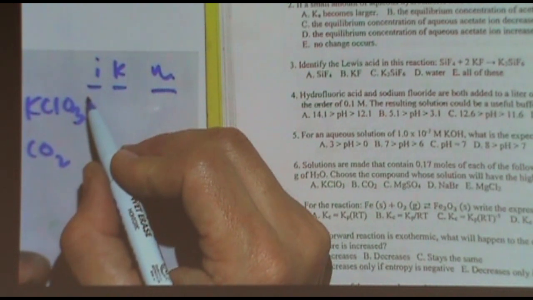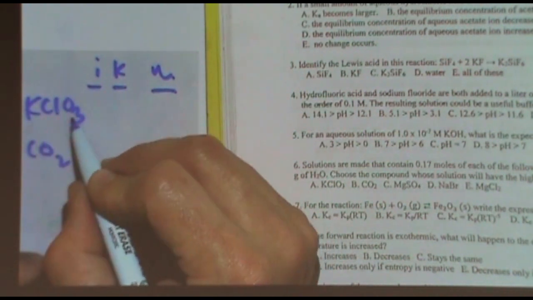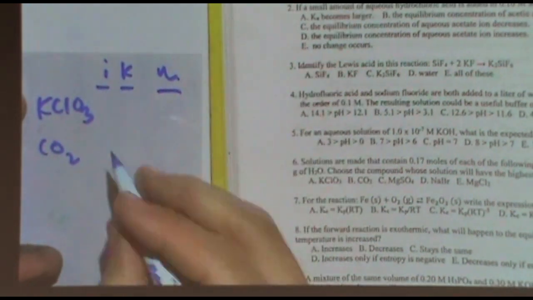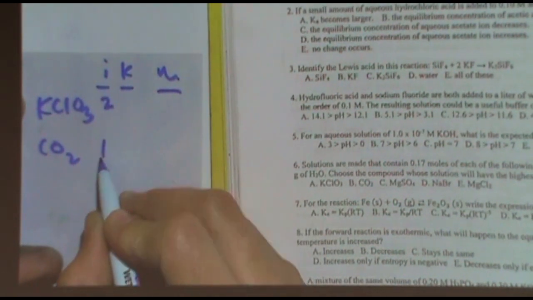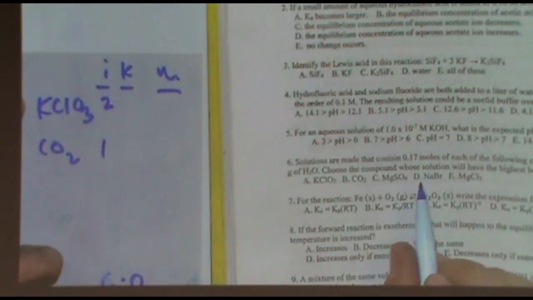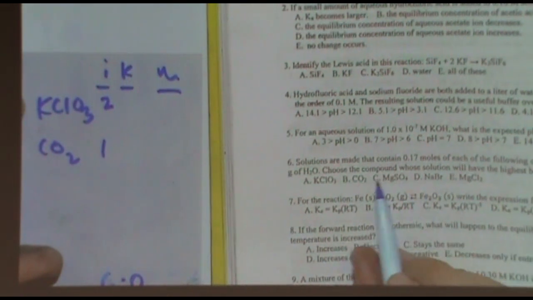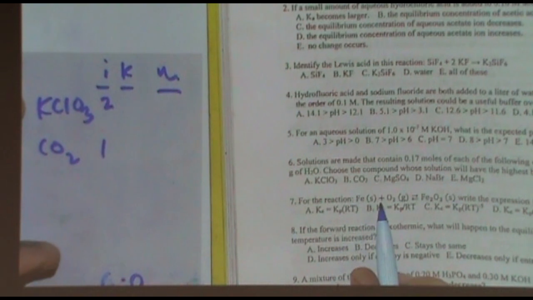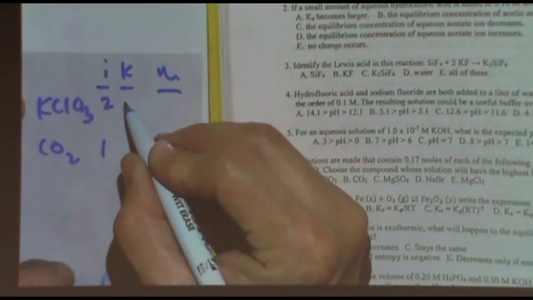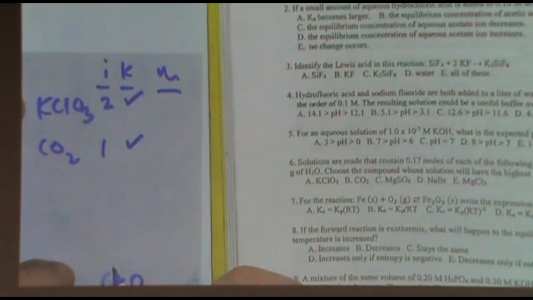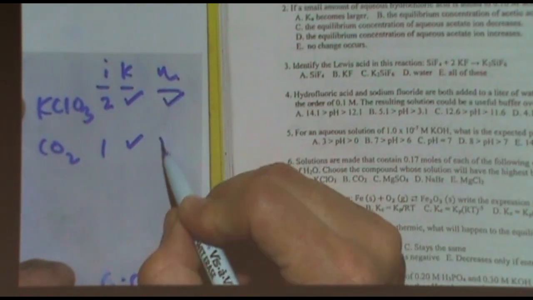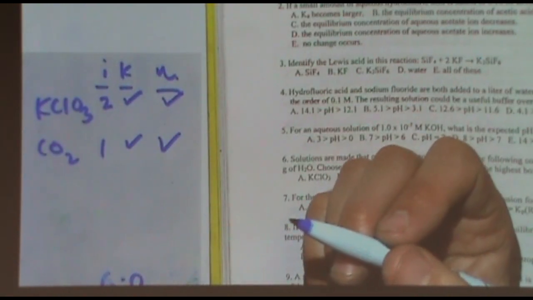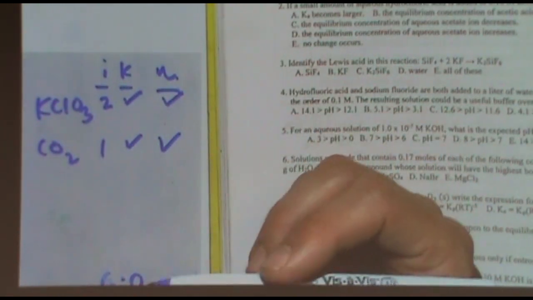For the first one, i is what? KClO3, 2. How about the second one? 1. In all of these, it says somehow you dissolve this, a solution is implied, in water. So this is the same as that. It looks like the molarity of each is the same, so you're just comparing the i values. Whatever has the largest i value will cause the highest boiling point and the lowest melting point.